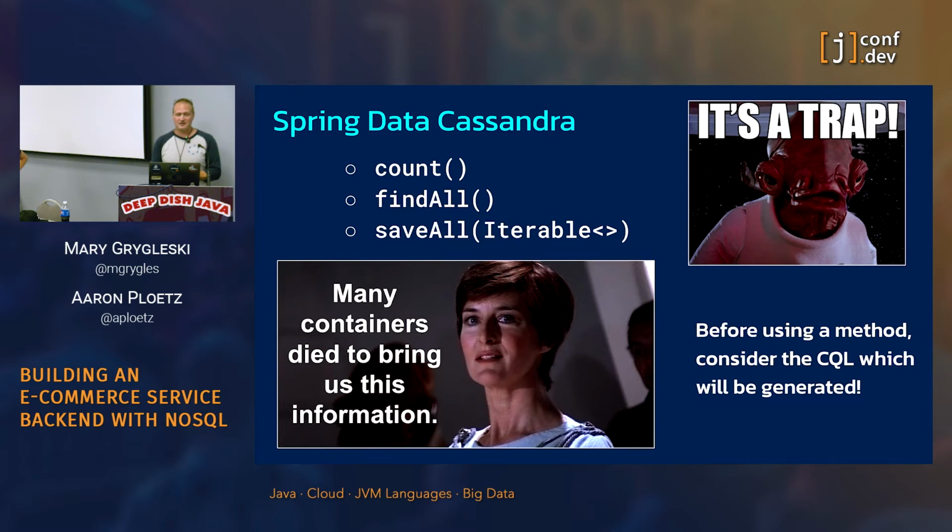Count is the same. Doing a save all actually does a batch transaction in Cassandra behind the scenes, but batch in Cassandra doesn't work the same way as it does in the relational world. If you're trying to save 4 or 5 items in a save all, that'll be okay. If you're trying to save 45,000 items in a save all, that's probably going to crash in timeout. And that's where my note with Mon Mothma here is many containers died to bring us this information. I've seen that happen too.